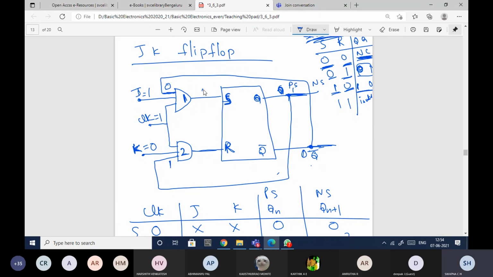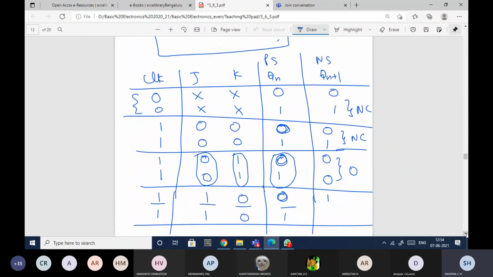What is the output of the first AND gate? 0, ma'am. What is the output of the second AND gate? 0. So S value is 0 and R value is 0. What is the next state? No change. No change means what should be the NS value? 1. Very good. So that 1 I'll write here.